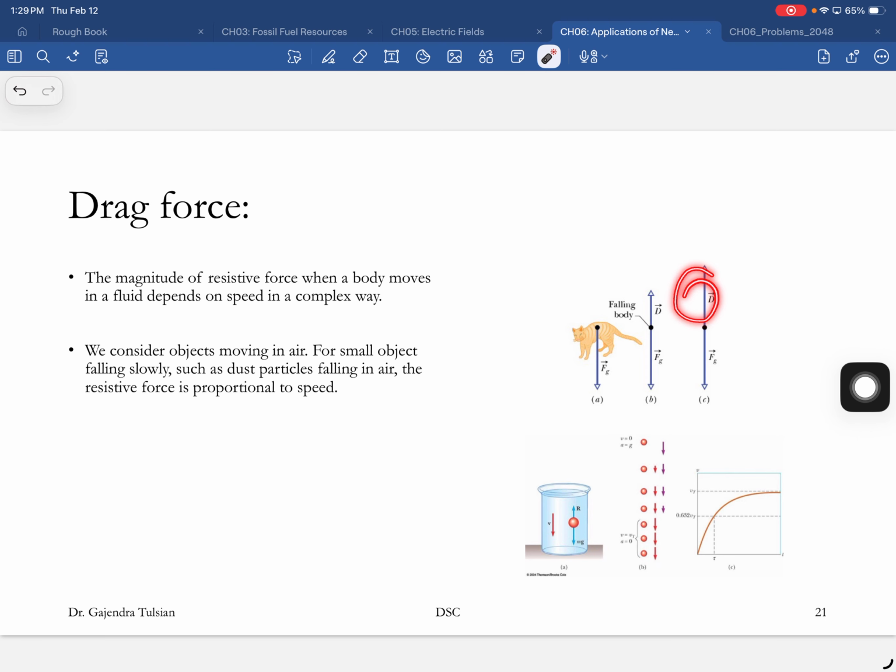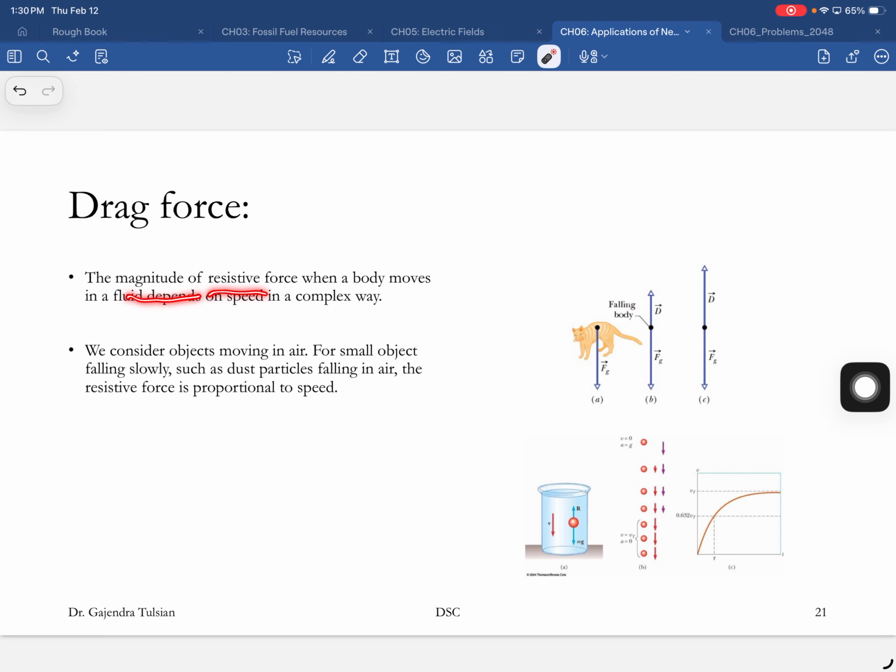Yeah, so it reaches terminal velocity. The drag force for large objects is proportional to the speed squared. But for tiny objects, let's say dust in the air, the drag force is proportional to the velocity. So tiny objects take a while to settle down, like pollen. But right now, let's consider big objects.